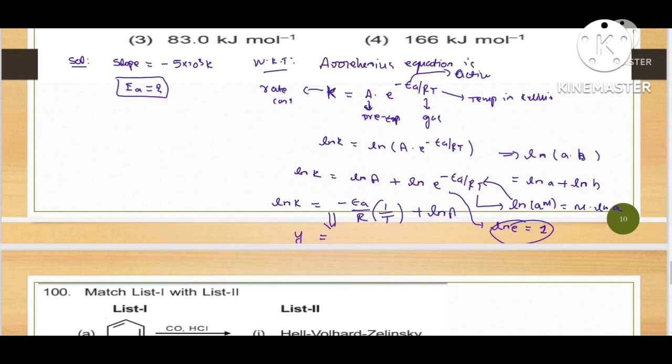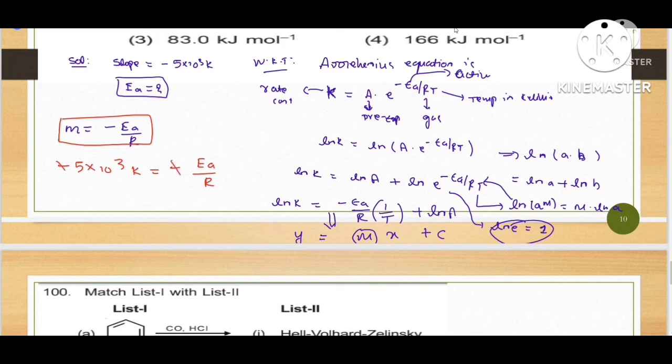This becomes y equal to m into x plus c. Here m, that means the slope, is equal to minus Ea by R. We know that the given slope is equal to minus 5 into 10 cube, so minus Ea by R is minus 5 into 10 cube. Cancel the negative and you will get Ea equal to R into 5 into 10 cube K.